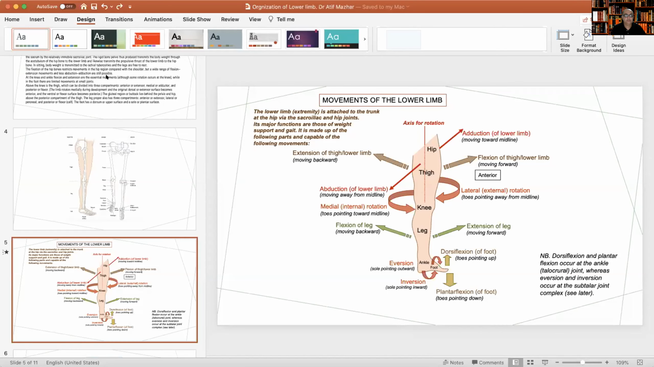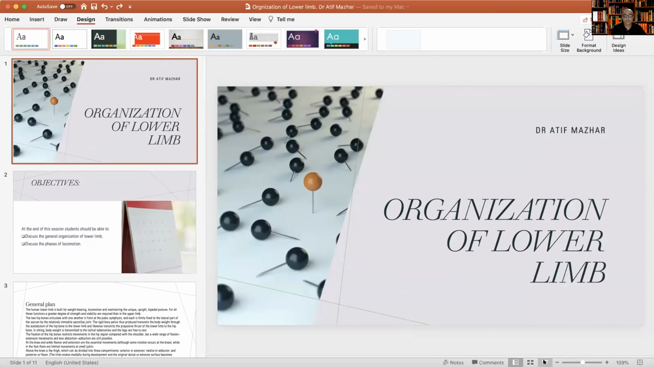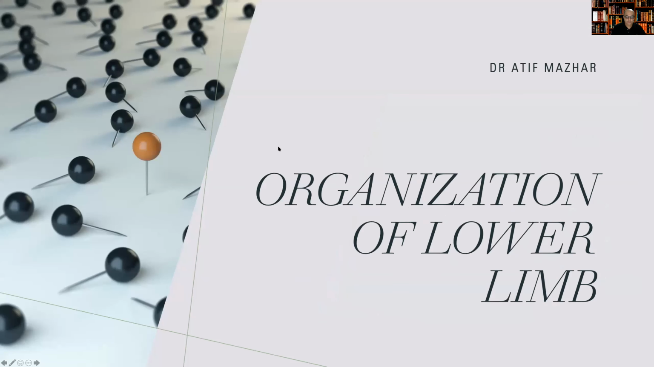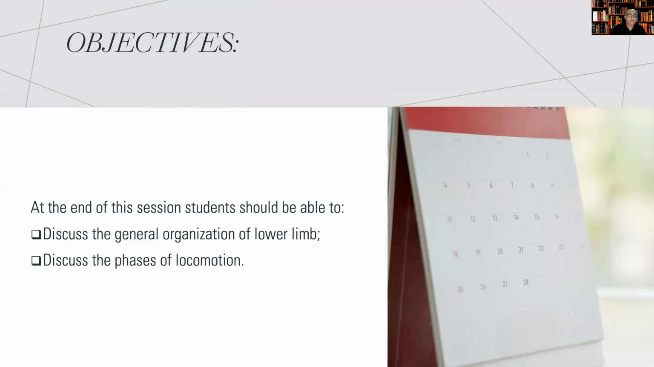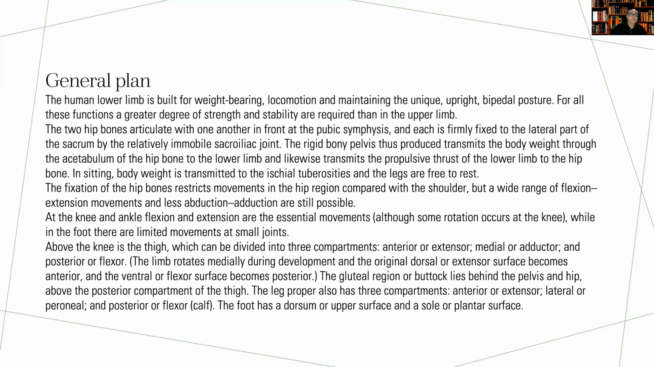So let's talk about the organization of the lower limb. Lower limb is different from upper limb. Lower limb is primarily made for locomotion, weight bearing, these types of things. The objectives we'll be covering here are the general organization and the phases of locomotion. As I said earlier: weight bearing, locomotion, maintaining a unique, upright, bipedal posture. So these are important factors.